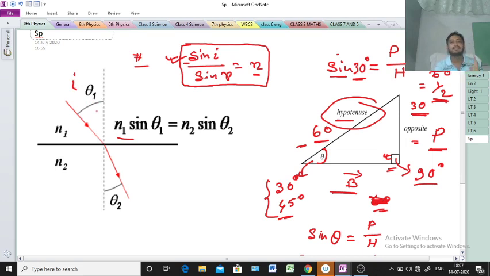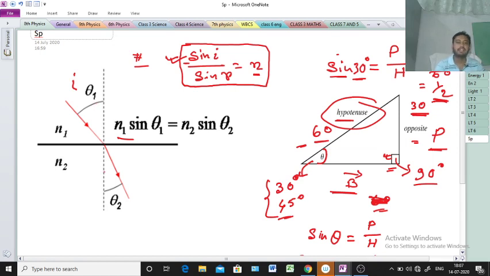So sin I equal to sine of angle of incidence. Is it clear or not? Here theta 1, instead of theta 1 you can write here only I. Clear? Just tell me. I hope it is clear.